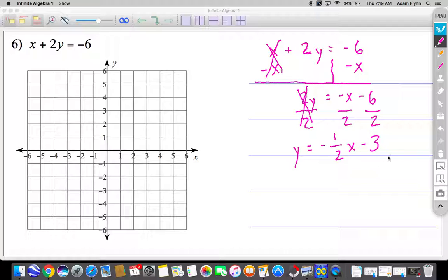So I'll start at my y-intercept, which is negative 3. And I'll go down 1, because I've got this negative sign, down 1 and to the right 2. Down 1 to the right 2. Or I could go up 1 and to the left 2. Up 1 and to the left 2.